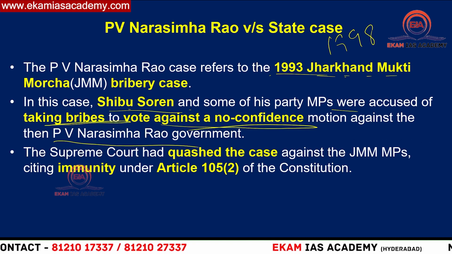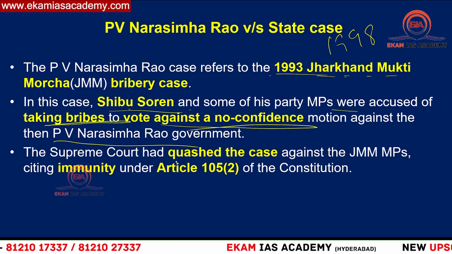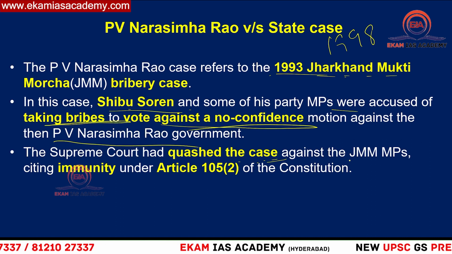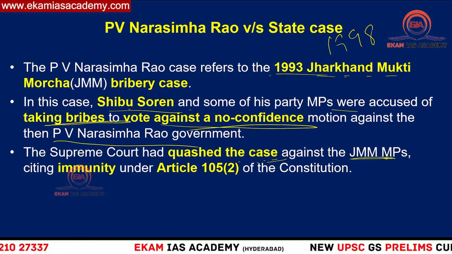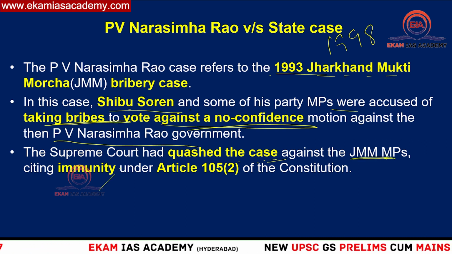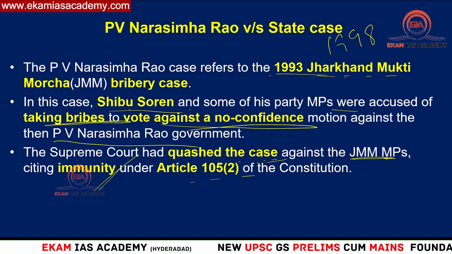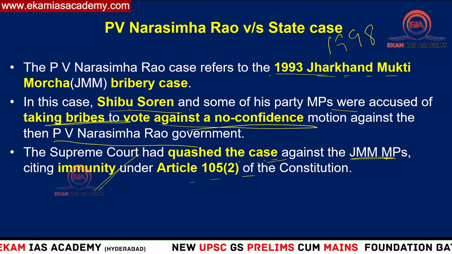Okay, so after these allegations, it went to the Supreme Court, and the Supreme Court has quashed the case. Quashed means there is no case filed, and so they said these persons enjoy immunity under Article 105 Clause 2. What is Article 105 Clause 2?